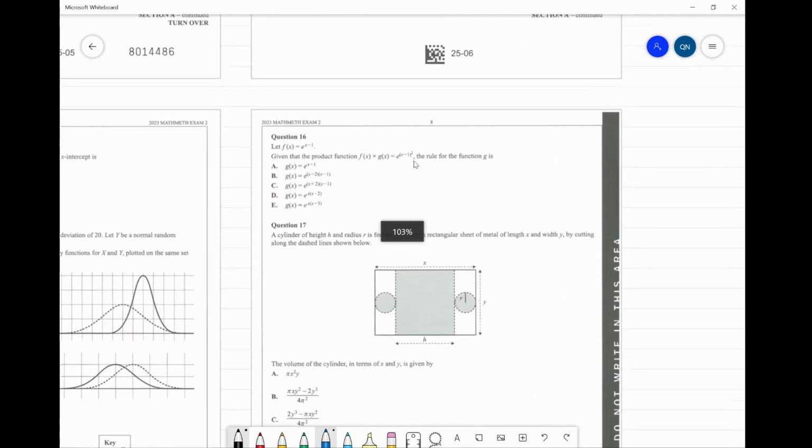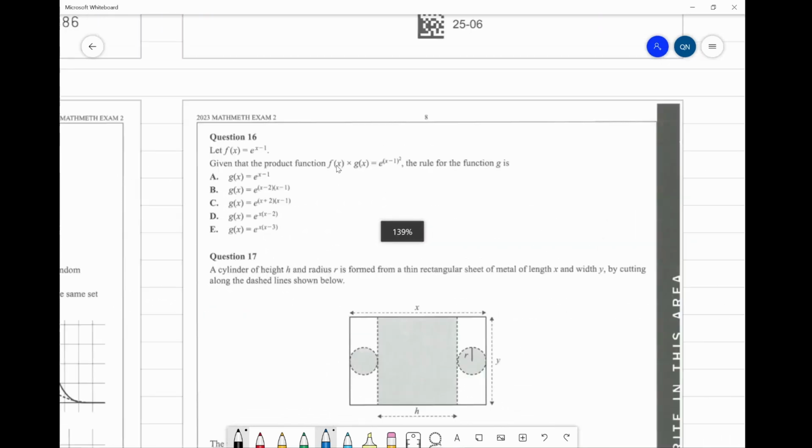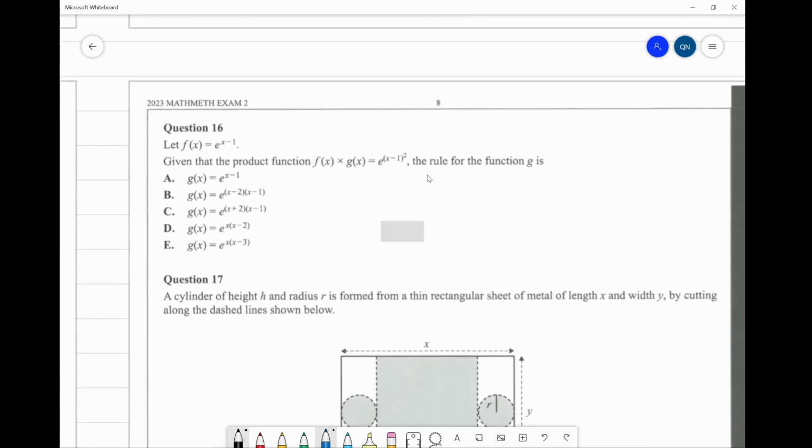Question 16. Let f of x be equal to this. Given that the product is this expression over here, the rule for the function g is... so we want e to the x minus 1 times something. Sorry, we want two functions to multiply to e to the... no, so f of x is e to the x minus 1. We want to multiply by something over here to give us the product e to the (x minus 1) squared. So what is e to the (x minus 1) squared? It's e to the x squared minus 2x plus 1. We want x minus 1 here.